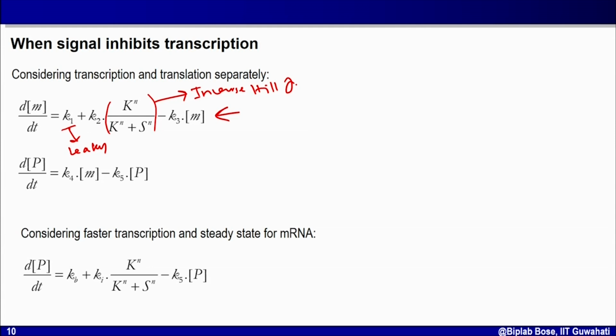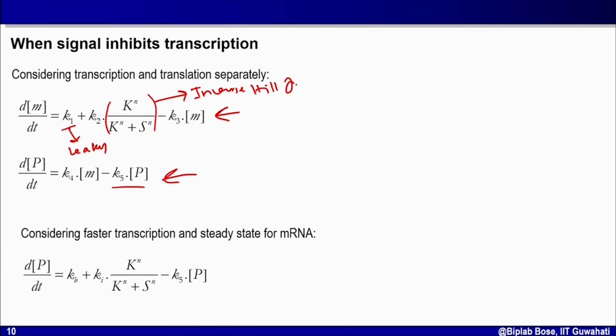K3 into M is nothing but your rate of first order degradation of mRNA. And the second ODE that is shown here, dP/dt, is K4 into M, that is the rate of translation of the protein, and it depends upon the concentration of mRNA present, minus degradation of the protein, K5 into P. Now just like the previous one, here also I can consider the transcription is much faster than translation, and the mRNA reaches a steady state much before the protein reaches a steady state.